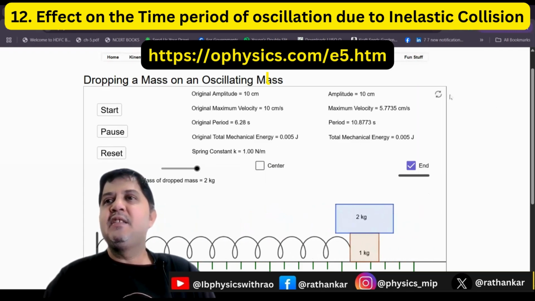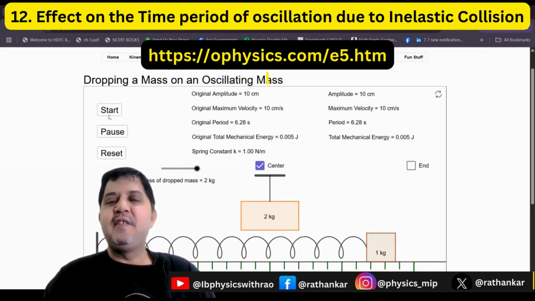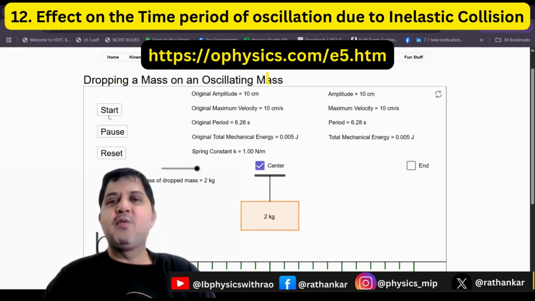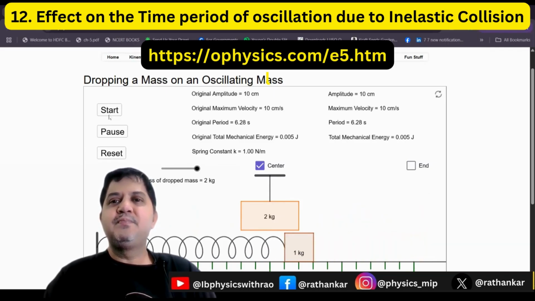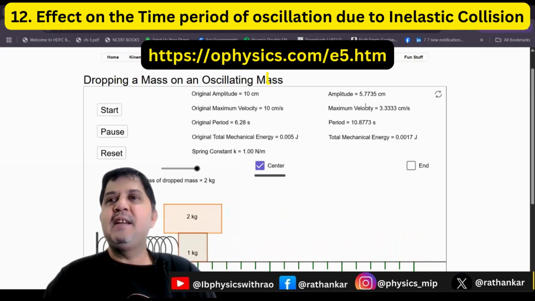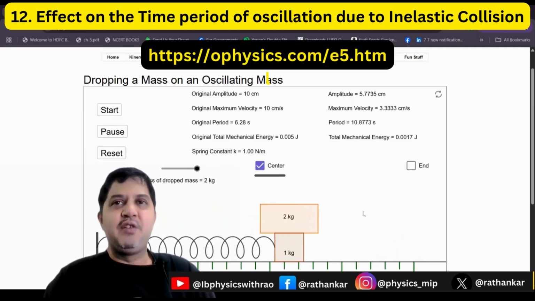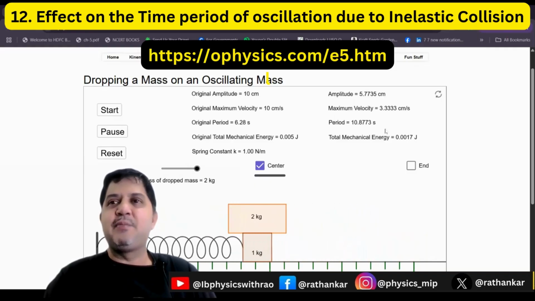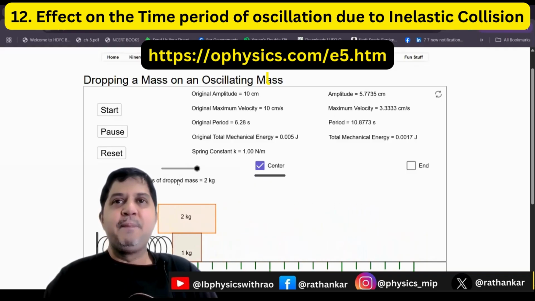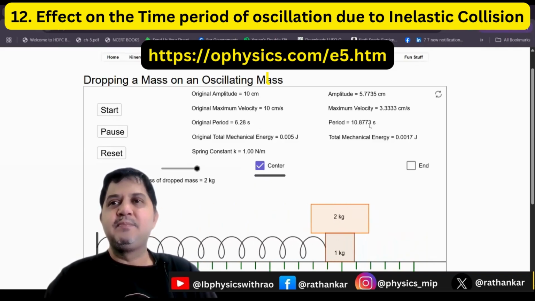Let me reset this. Now we have it at the center and restart this once again with the same values, and then find out what exactly happens. Now it falls here. Now you see amplitude has reduced. Okay, now the question is, why should the amplitude reduce? The maximum velocity is also reduced. That is understandable because you have a much larger value. And then original period has increased. It takes a longer time, right?